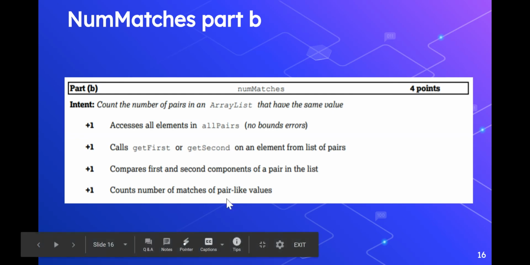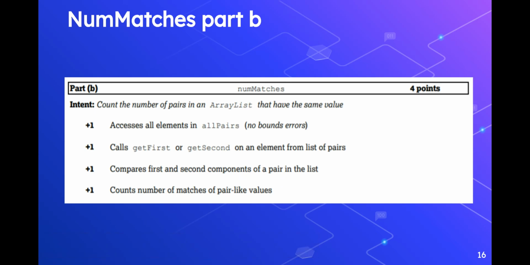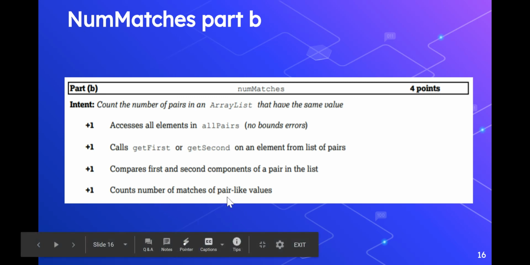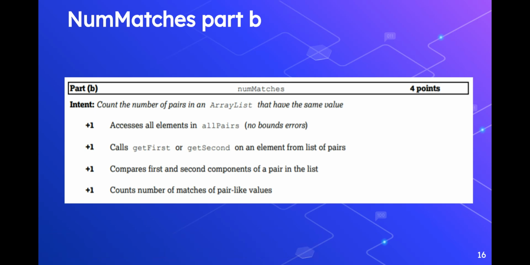The third thing I got to do is compare the first and the second, make sure that they're the same. So either compareTo equals 0, or I use the dot equals, either one is going to work, and count the number of times that the pair values are the same. So pretty straightforward.